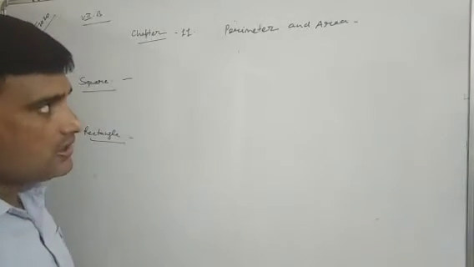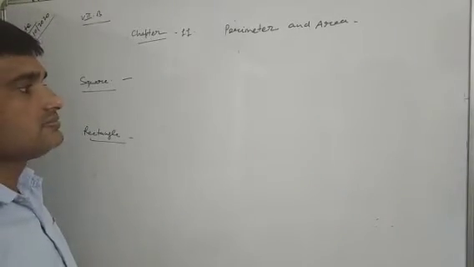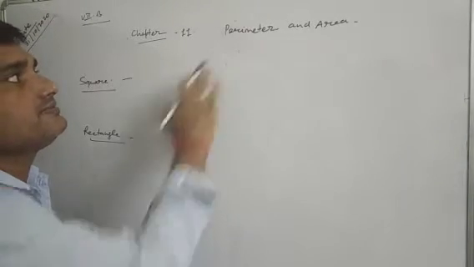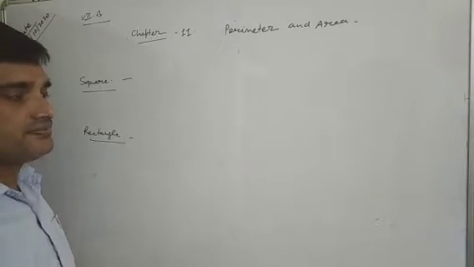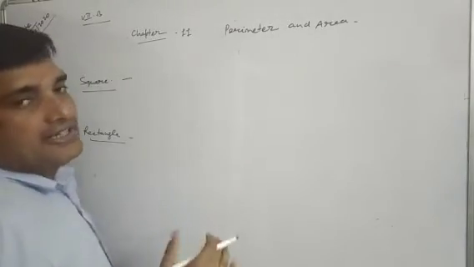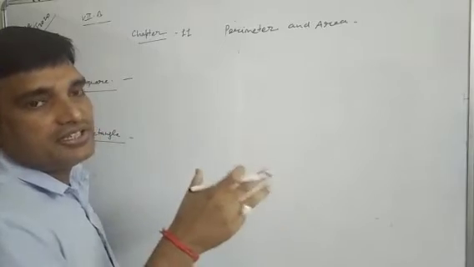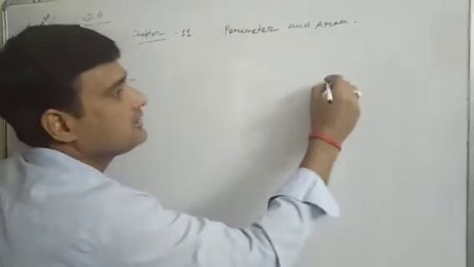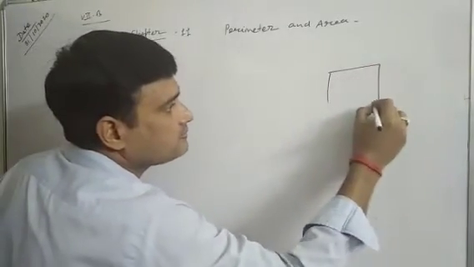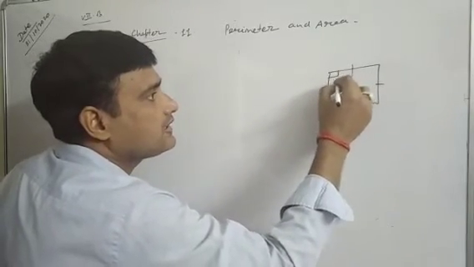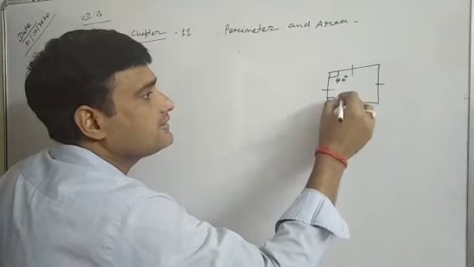Okay. Perimeter. What is perimeter? Outer boundary. Measurement of outer boundary is called perimeter. And the plane enclosed by any figure is called area. For example, here you see a square. In a square, all sides are equal and each corner angle measures 90 degrees.